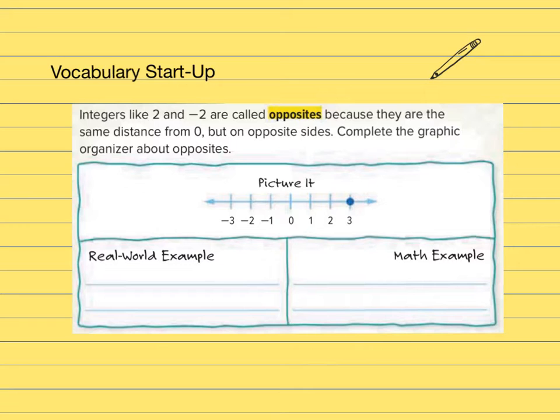Well, we see where 0 is located on the number line, and 3 has been graphed. So let's graph negative 3. We can see on this number line that negative 3 and positive 3 are the same distance from 0. A real-world example of opposites would be cold and hot. Math example would be negative 3 and positive 3.